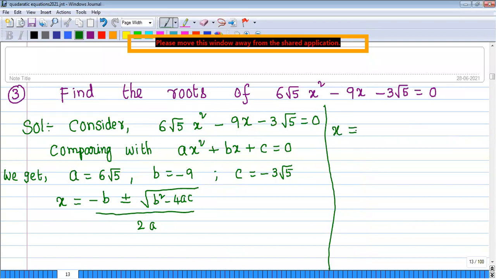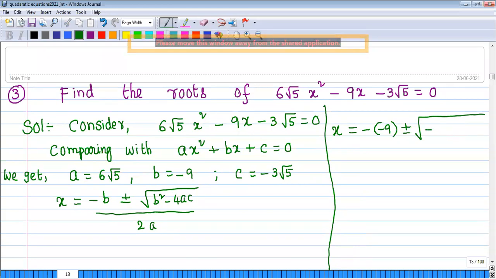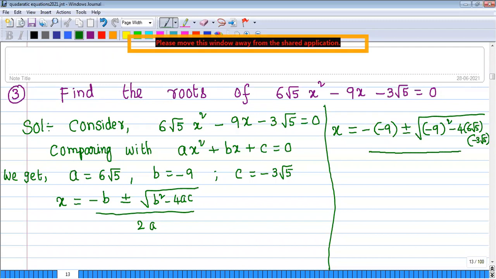Now x is equal to minus of minus 9 plus or minus root of minus 9 square minus 4 times, what is a? 6 root 5, multiplied with negative 3 root 5. Symbols are very important. Upon 2a. What does a stand for? A stands for 6 root 5. 2 times 6 root 5. See, this is equal to negative into negative, positive 9 plus or minus.